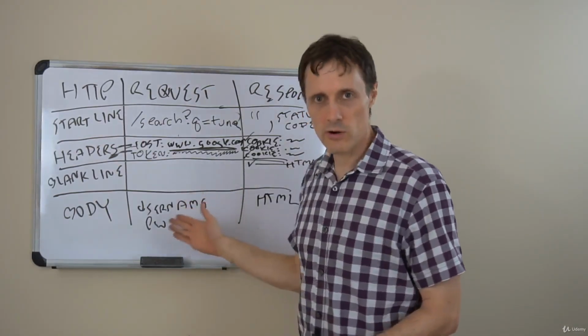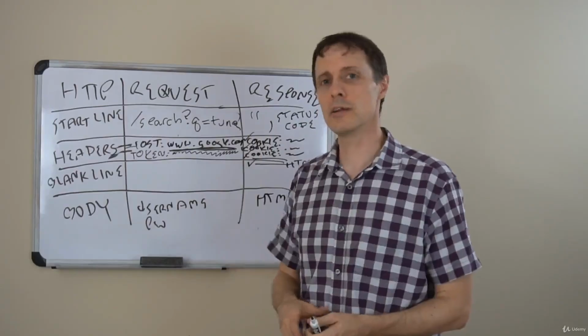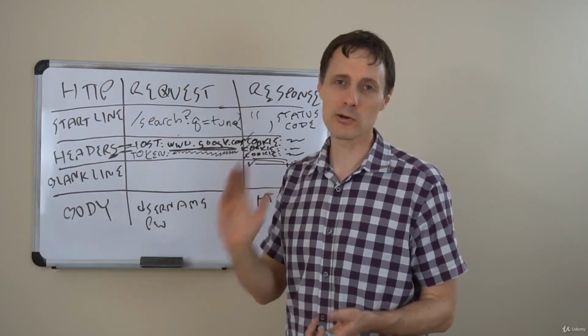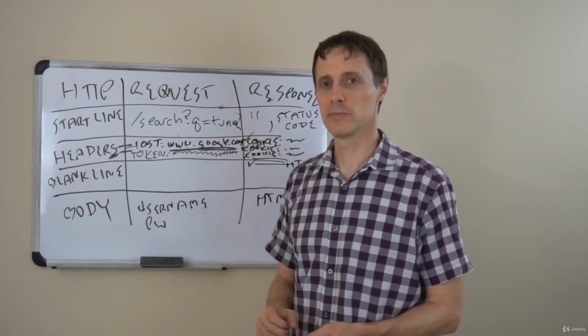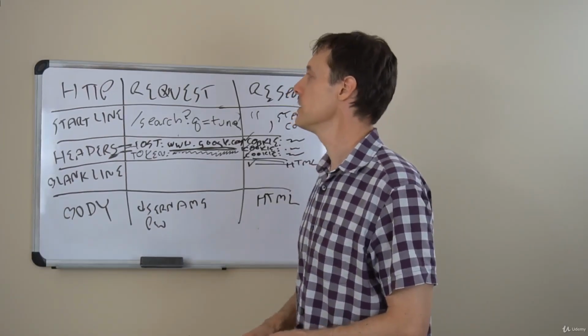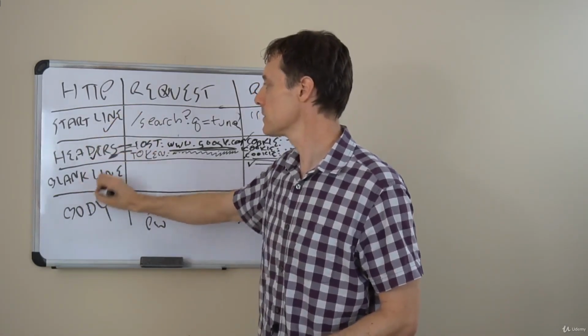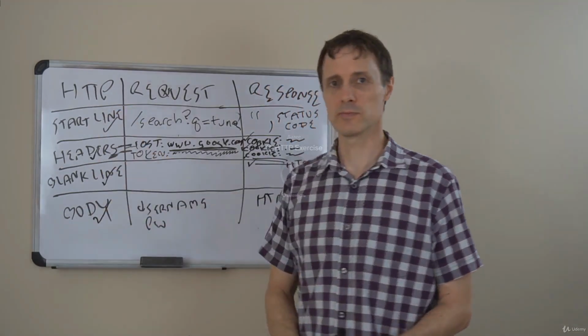So now that I've gone over this on a whiteboard, it might be a little jumbly in your head. You probably don't understand it all. Now I'll go over it in PowerPoint slides more concretely. But just get the general idea. HTTP includes a start line, headers, a blank line, and a body. Only the start line is mandatory.